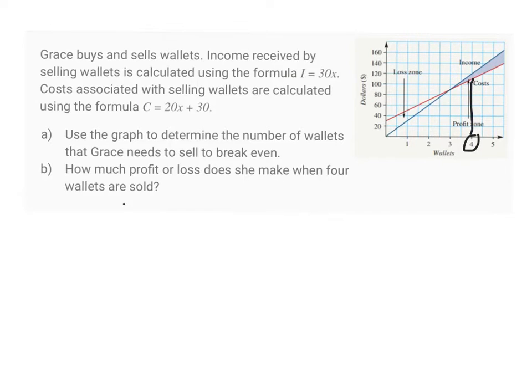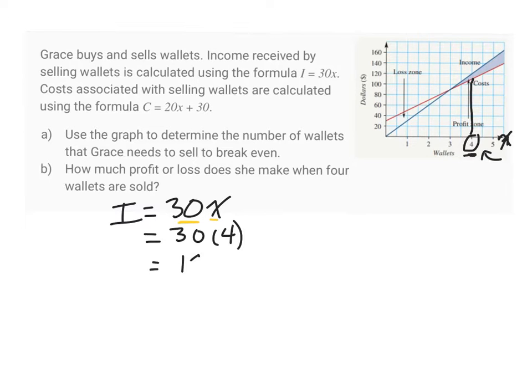So we could figure out our income. Income equals 30x. Well, we know that our x value is 4 because this is our x-axis, and they've told us our x value for this situation is 4 wallets. So we'd say, what is 30 times 4, because it's $30 per wallet, and we know that she sold 4 wallets. So 30 times 4 gives us 120.